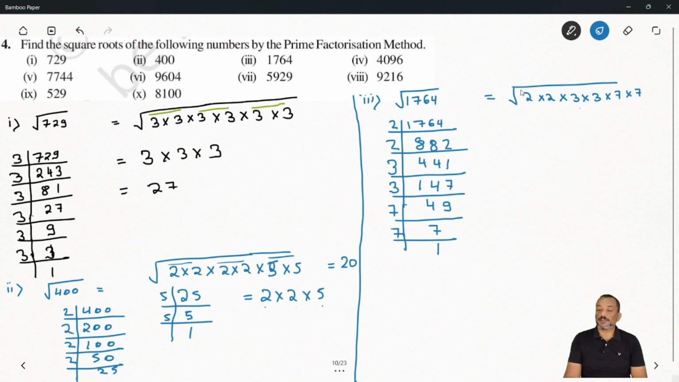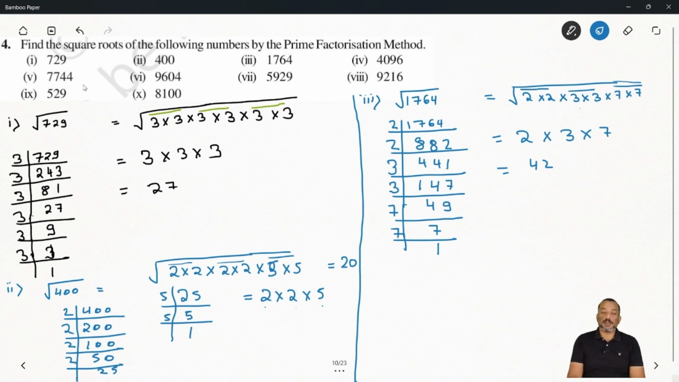So here you will get pairs of factors. So out of a pair only one number will come outside. So you will say 2, 3 and 7 will come outside. So the square root of 1764 will come to how much? 2 times 3 is 6 and 6 times 7 is 42. Hope you have cleared this one. Now, same way you can try the other questions also. You can try the fourth question, 4096.